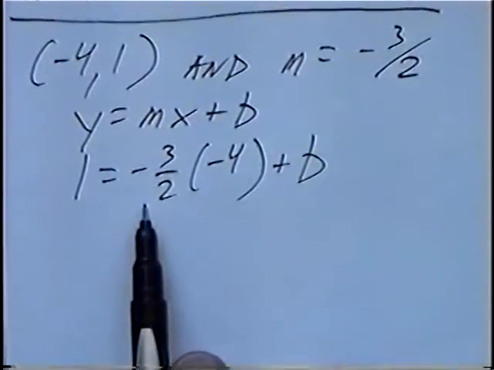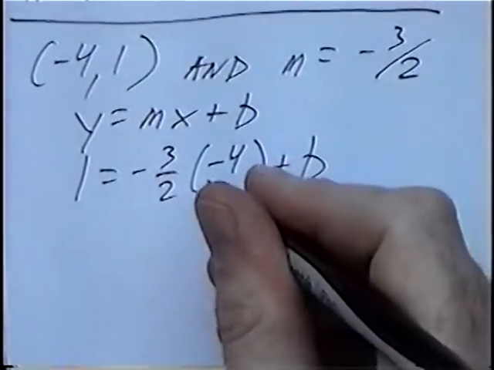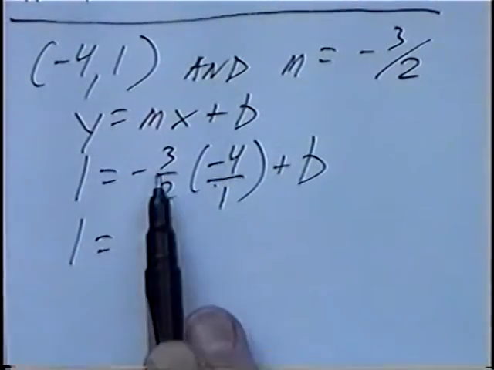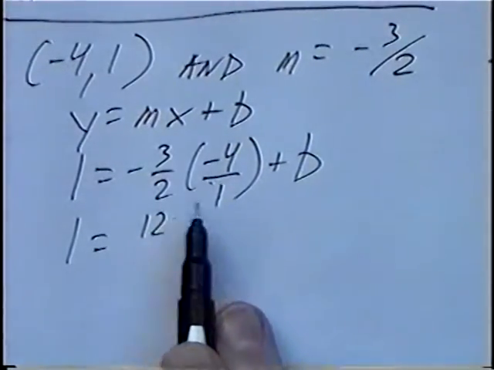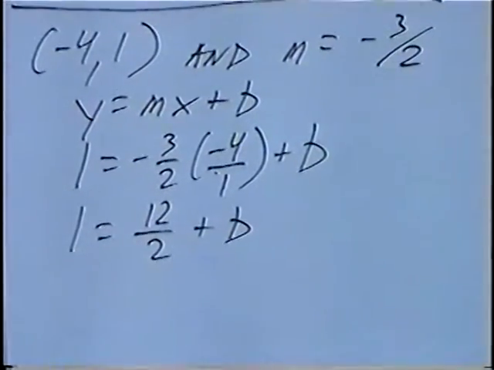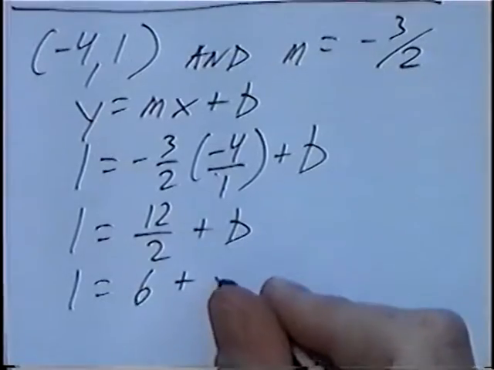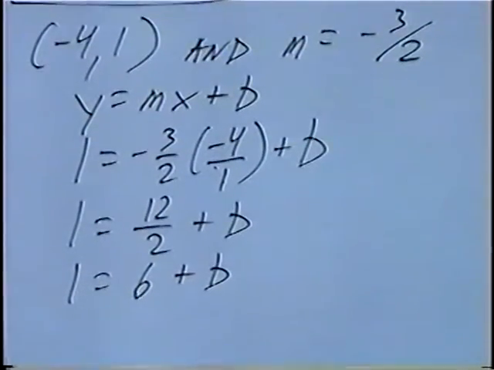To solve this one, -3/2 times -4, you can make -4 a fraction by putting a 1 on the bottom. So we'll have 1 equals -3 times -4 would be 12, and 2 times 1 would be 2. Simplifying, 12 divided by 2 would be 6. So we have 1 equals 6 plus b.